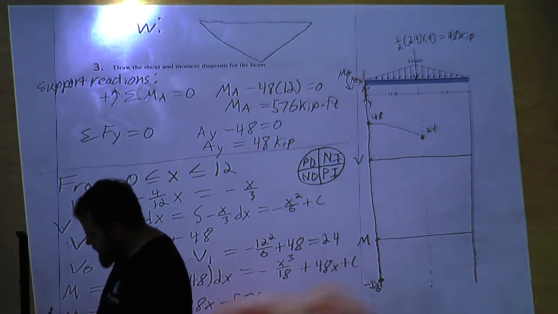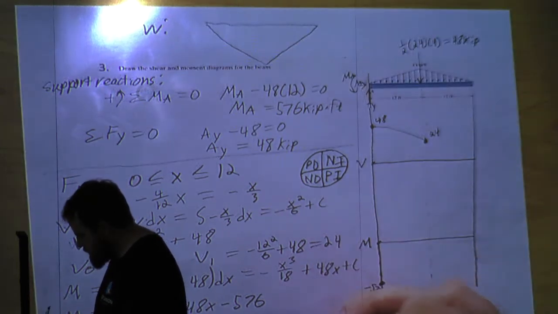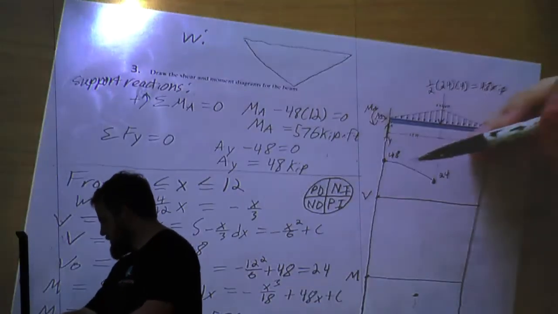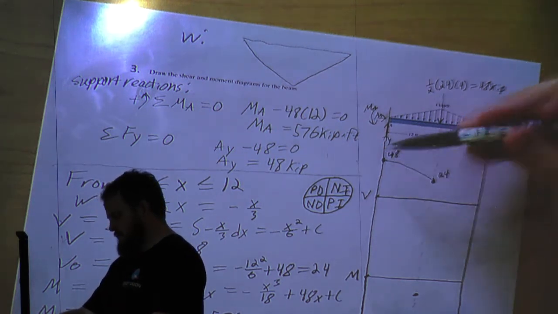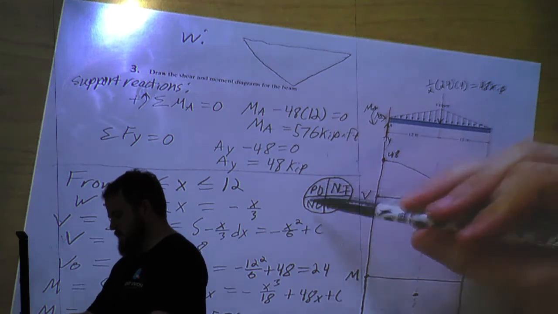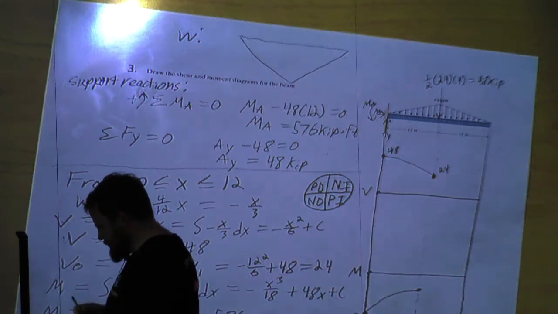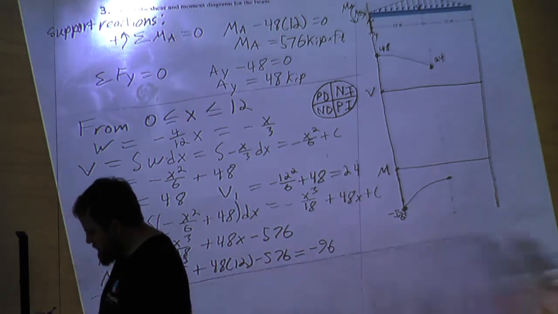So negative 12 cubed over 18 plus 48 times 12 minus 576, and that's going to get us to negative 96. So we're going to negative 96. Now, since this was positive, right, it's above this axis, but it's decreasing, we're going to be doing this slope from here to here. Okay, so that's it for that section.